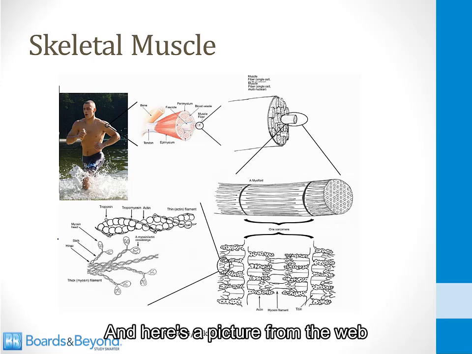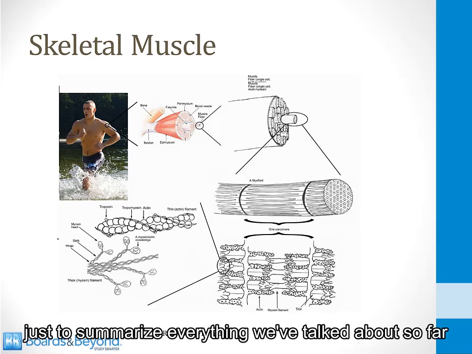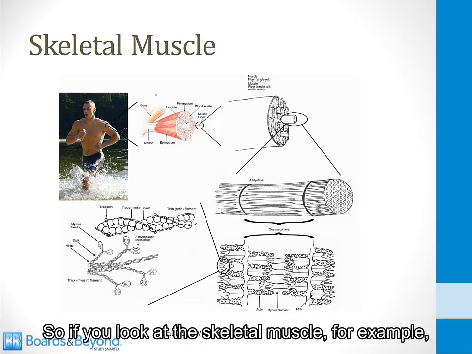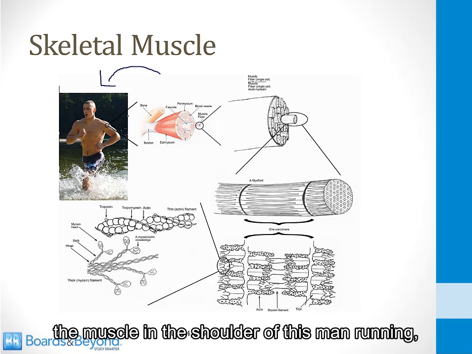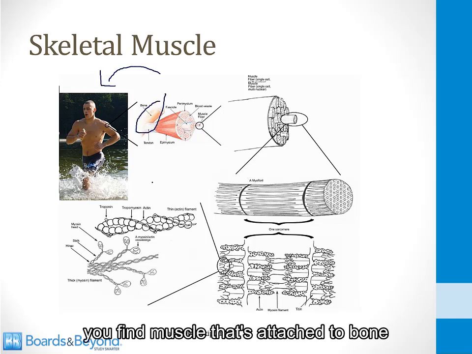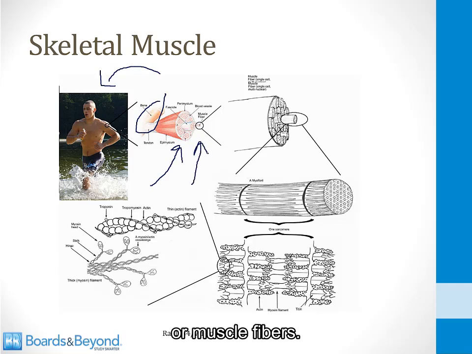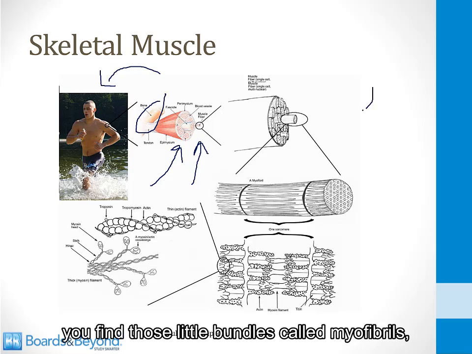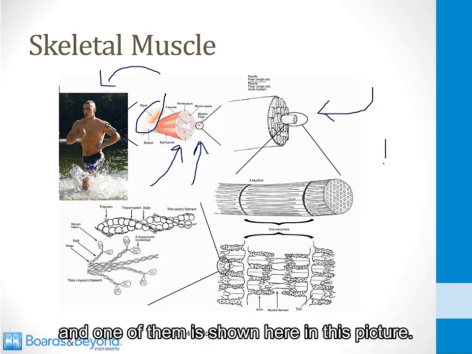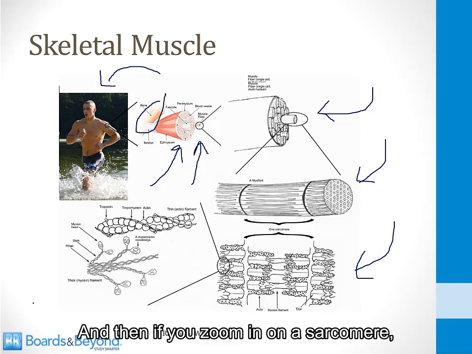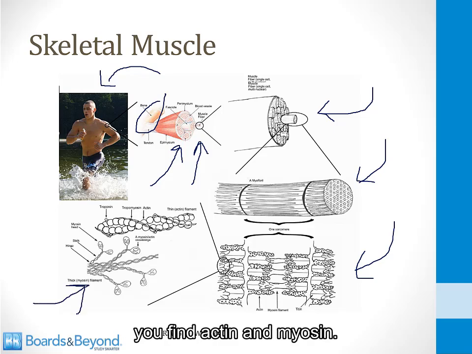And here's a picture from the web just to summarize everything we've talked about so far regarding skeletal muscle. So if you look at the skeletal muscle, for example, the muscle in the shoulder of this man running, you find muscle that's attached to bone, and it's made up of lots of different muscle cells or muscle fibers. Within each muscle fiber, you find those little bundles called myofibrils, and one of them is shown here in this picture. And then if you zoom in on a myofibril, you find sarcomeres, and then if you zoom in on a sarcomere, you find actin and myosin.